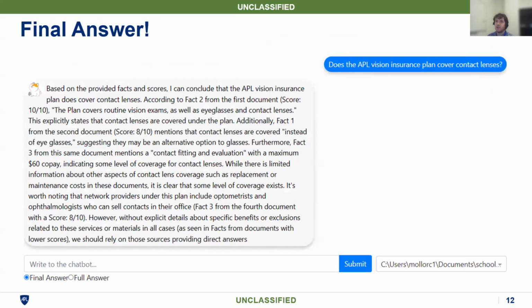So here you can see the final answer it does. This is what a user would see if they don't have the option checked to see all the intermediate steps and all the sources it provides. But you can see, based on the provided facts and scores, I can conclude that the APL vision insurance plan does cover contact lenses, which is true. And it mentions the copay and how much of it covers. So it's nice. But this is just one example.